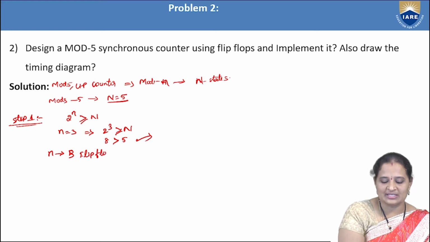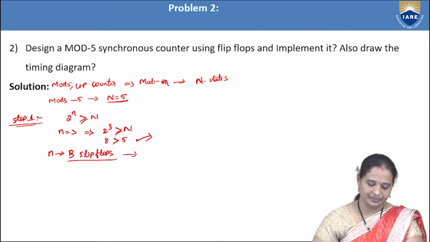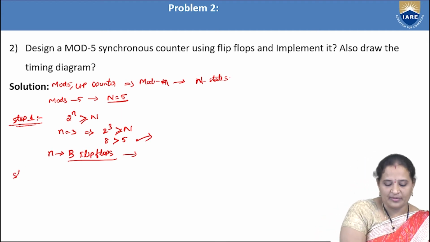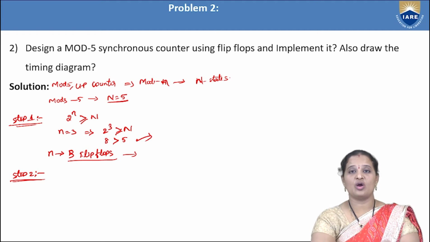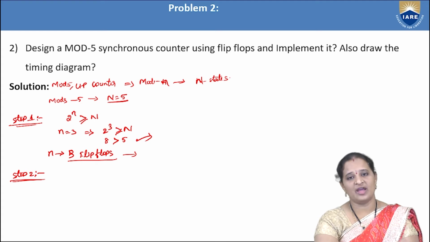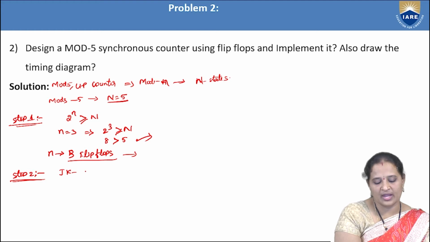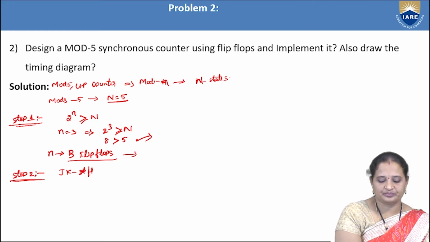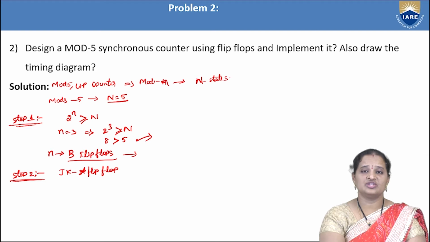And how many states is it going to count? As it is a mod 5 counter, it counts 5 states. So this is step 1. Now, what is step 2? In step 1, we decided the number of flip-flops required to count 5 states, or to count 5 pulses, or to design a mod 5 up counter. Now step 2, we need to select the type of flip-flop. Again I am selecting JK flip-flop. It is my wish. Even you can select T flip-flop also.